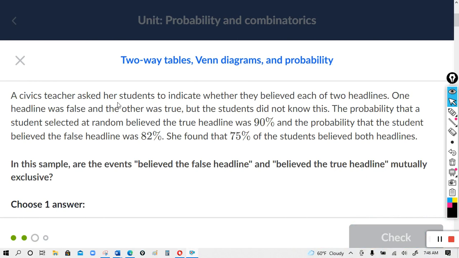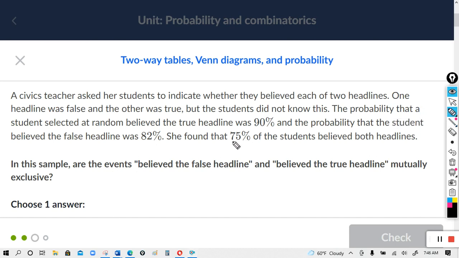A civics teacher asked her students to indicate whether they believed each of two headlines. One headline was false and the other was true, but the students didn't know this. The probability that a student selected at random believed the true headline was 90%, and the probability that a student believed the false headline was 82%. She found that 75% of the students believed both. In this sample, are the events believe the false and believe the true mutually exclusive?